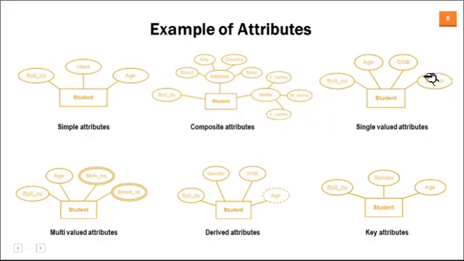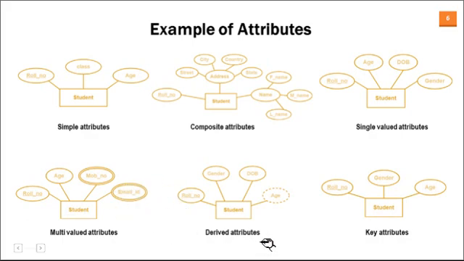Single valued attribute can be represented by a single ellipse. If I say gender, a person can have only a single value, that is male or female. Now I have multi-valued attribute, where a particular attribute can have more than one value, which is mobile number. A person can have more than one mobile number. A person can have more than one email ID. Multi-valued attribute will be represented by double ellipse.